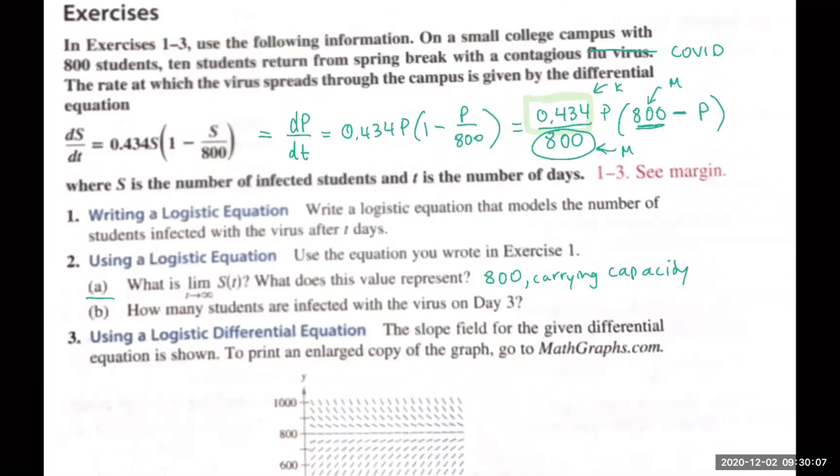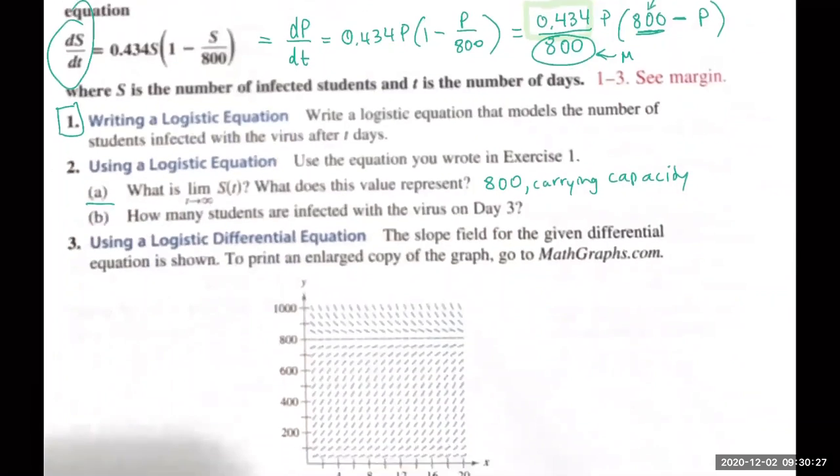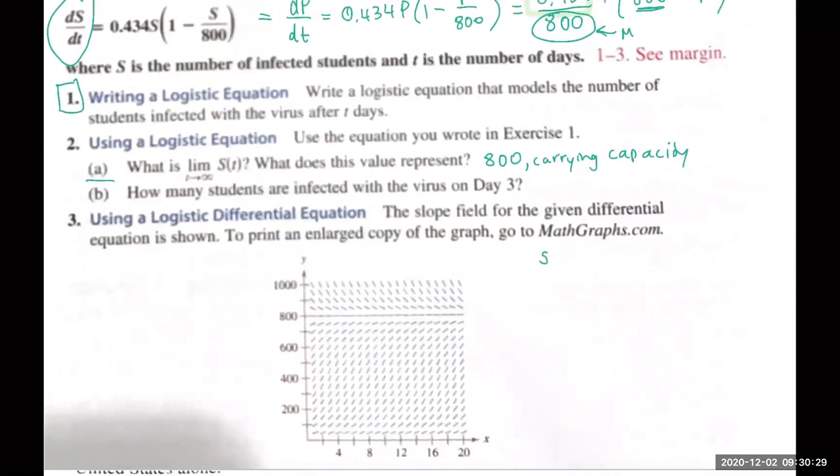1's the hard question. With 1, write a logistic equation that models the number of students infected with the virus after t days. Notice that it does not ask you guys to solve the differential equation that you guys see above. It just simply says find s of t, find the number of students infected. So I'm going to do the work down below here. So it does take a little bit more work here. S of t is my missing in action formula.